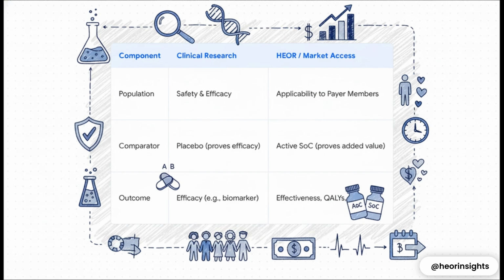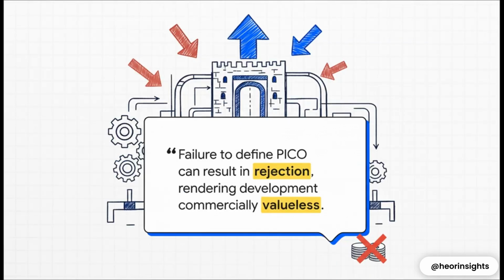Clinical research often uses a placebo comparator to prove efficacy for regulatory approval. HEOR, on the other hand, uses an active standard of care comparator to prove added value for payers. The population has to reflect the payer's members, and the outcomes must include costs and quality of life over a much longer-term horizon. This really highlights the immense strategic and financial importance of getting the PICO right.